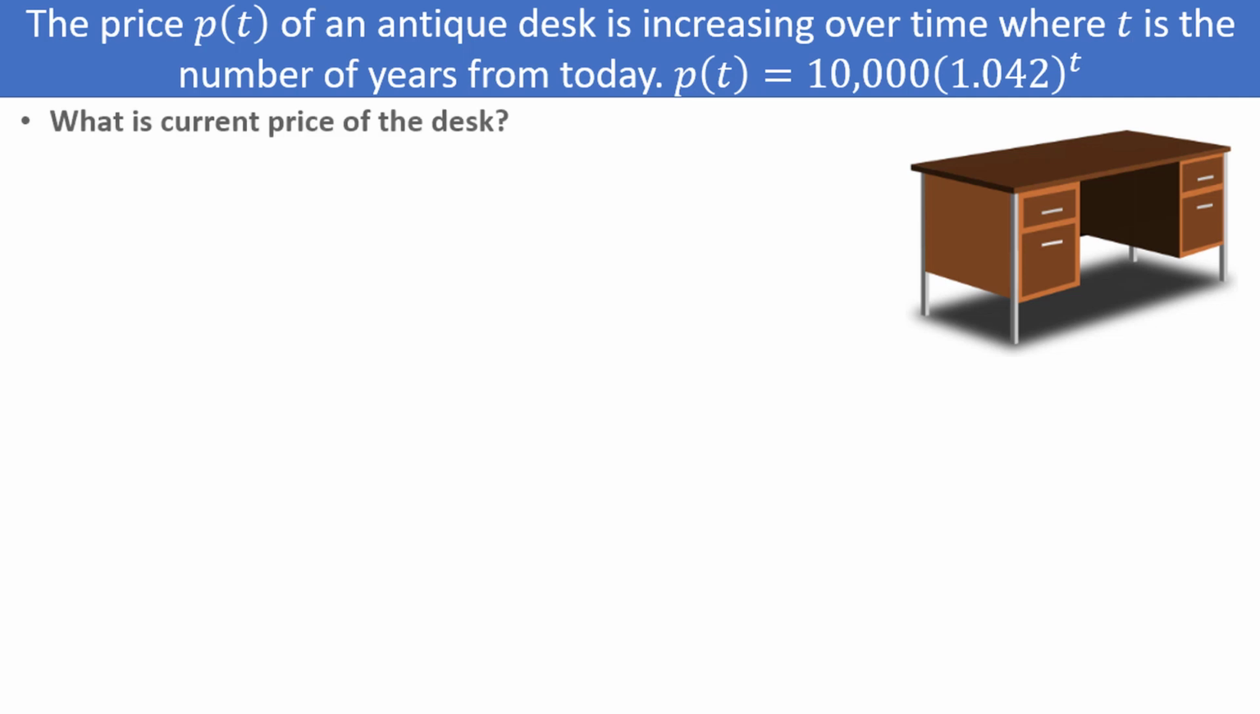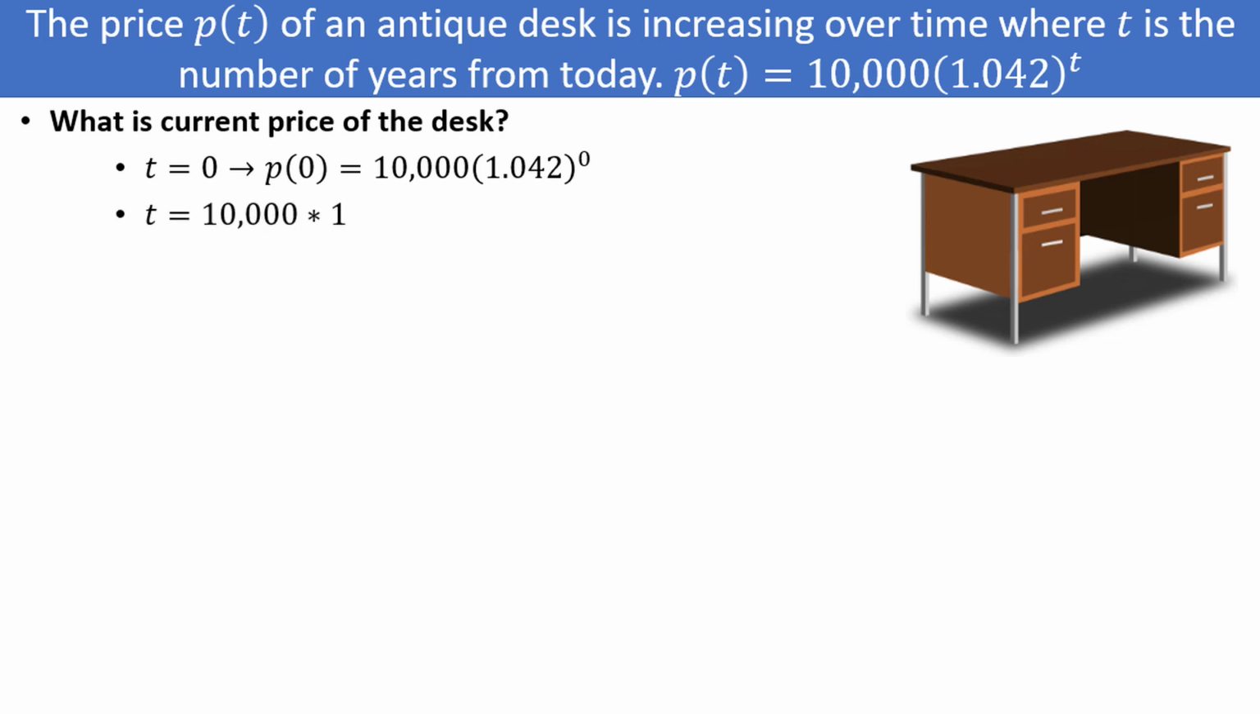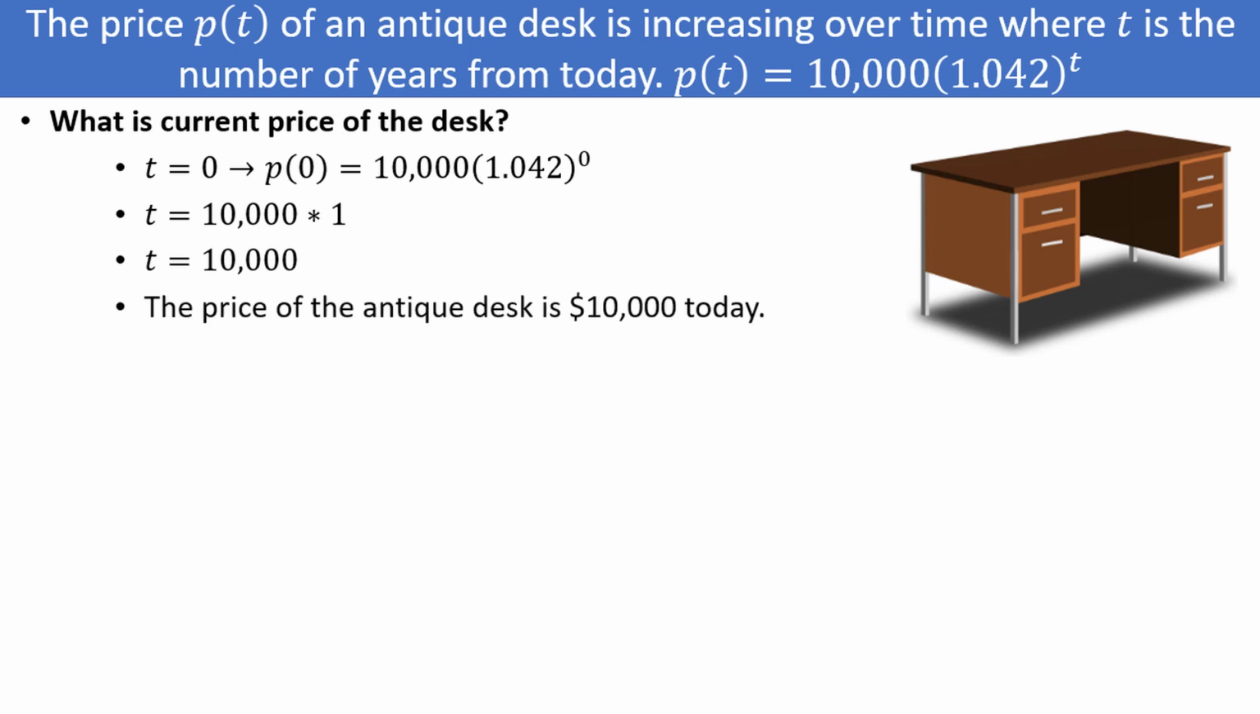First, what is the current price of the desk? Well, since t represents the number of years from today, the current price of the item must be 0 years from today, when t is equal to 0. So let's plug in t equals 0 into the function. We have 10,000 times 1.042 to the 0 power. We know anything to the 0 power is equal to 1, so we have 10,000 times 1, which is just 10,000. The price of the antique desk is $10,000 today.